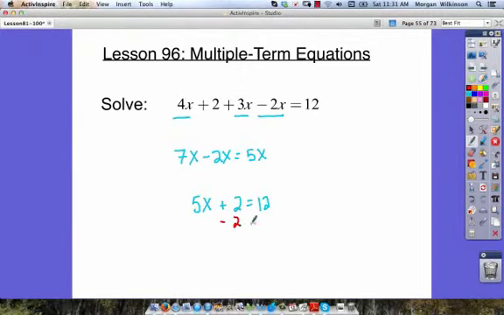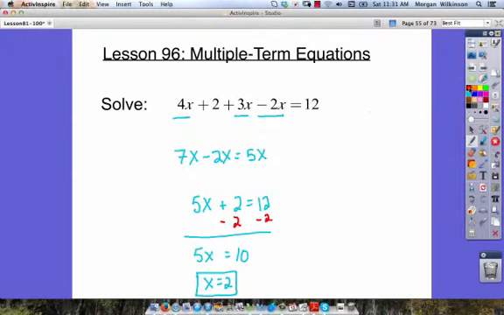We're going to subtract 2 on both sides because we're trying to figure out what x is. And we're going to get 5x plus 0 is equal to 10. So 5 times what number is equal to 10? Well, it must be equal to 2. X must be equal to 2 because 5 times 2 is equal to 10. We've got our final answer. We got it by adding our like terms, then by going through our two-step process to find our answer.